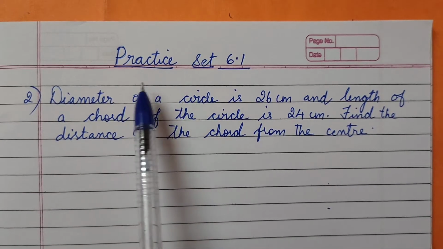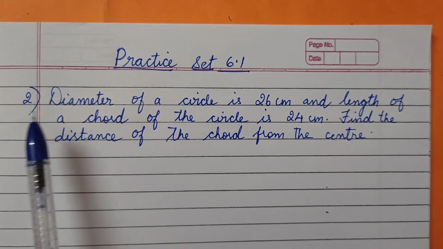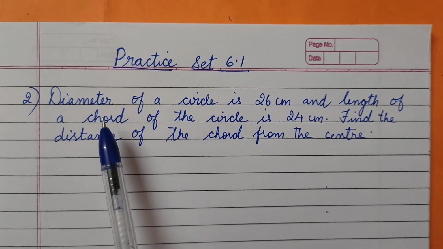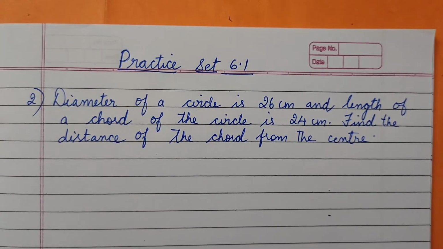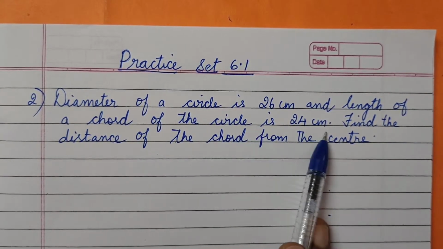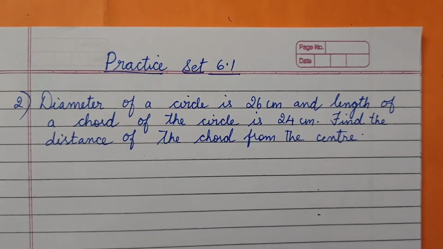Hello students, now I am going to teach you practice set 6.1 second question, and the first question is already discussed in the previous video. You can refer to that. The diameter of a circle is 26 centimeter and the length of the chord of the circle is 24 centimeter. Find the distance of the chord from the center.